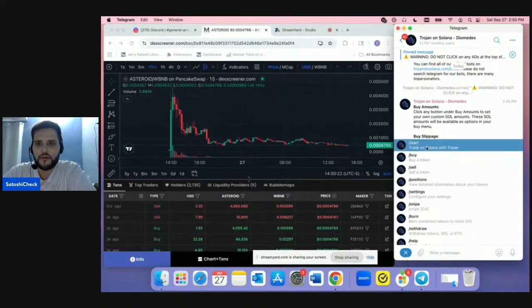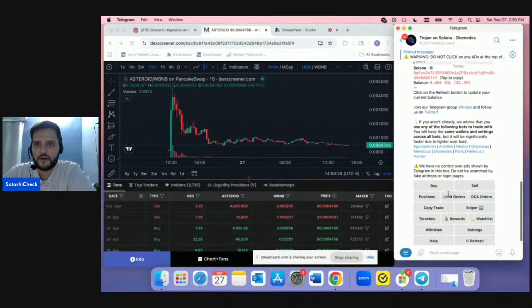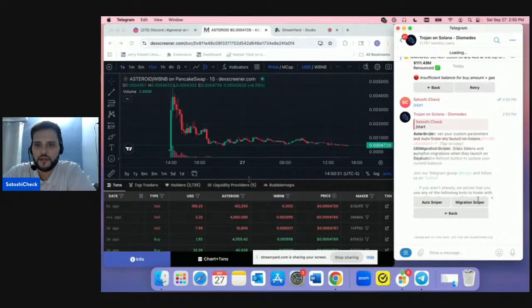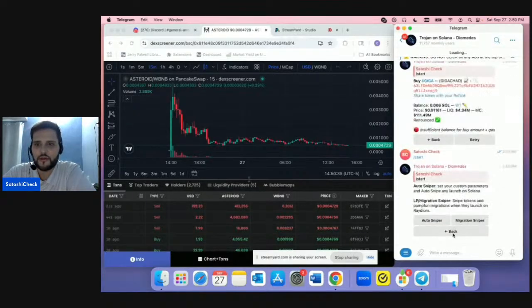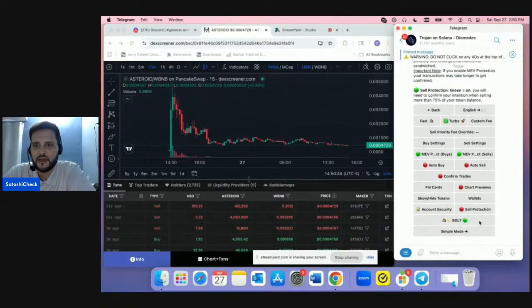So let's just click on start here. Yeah, so you're going to go into Sniper, and you can click Migration Sniper. You don't need to worry about anything like that. If you click on Sniper, you don't need to do copy trade. You do want to do settings. You can go to settings. So here's one of the things: you can click on fast or turbo. Either one of those is good. So you're going to want to go in there and click fast or turbo.